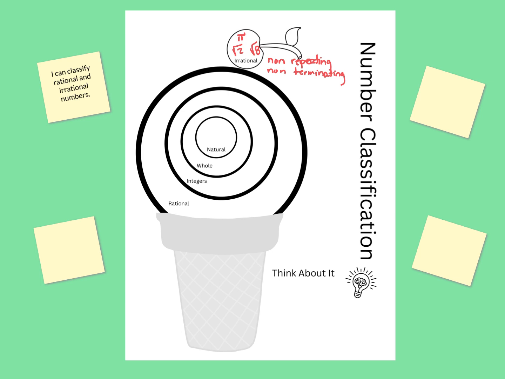Let's jump to rational then. Unlike square root of 2 and square root of 8, the square root of 4 or the square root of 25, these are rational because if we put these in the calculator, these are exact whole numbers. Square root of 4 is 2. Square root of 25 is exactly 5. So they terminate, they stop.